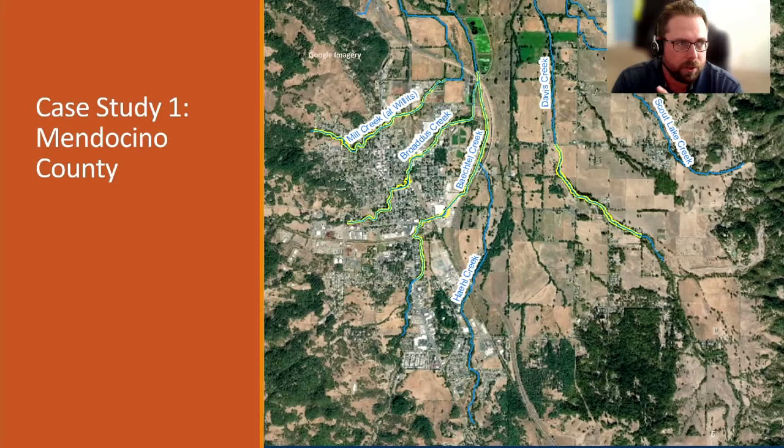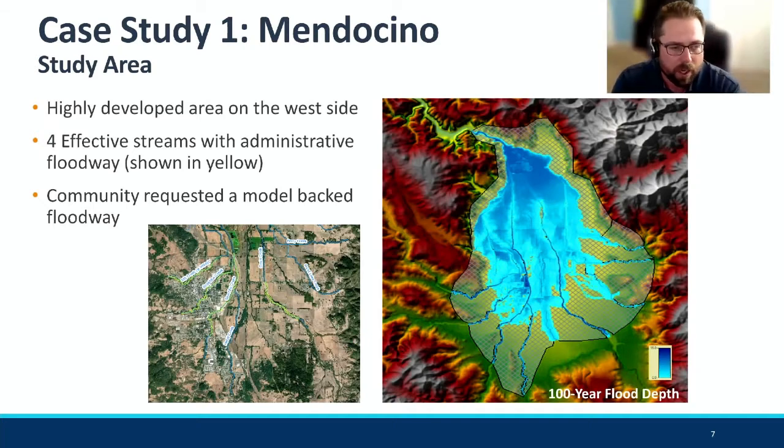So getting into case study number 1, this is a project in Mendocino County where we have 3 administrative floodways in the effective, and the county said, hey, we would like model-backed floodways here. And it's like, great, good idea. Looking at this image, you can see that the area is kind of a bowl where we have several tributaries draining into this bowl and then out of one outlet in the north.